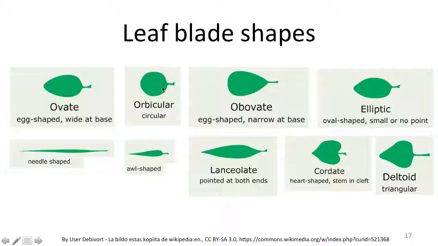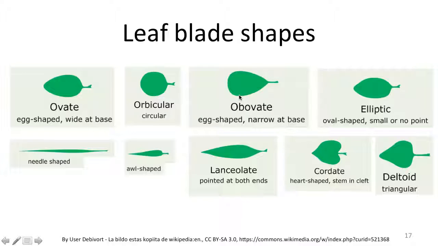Next, we can look at an orbicular leaf. Orb means spherical, so this isn't truly spherical, but it's at least a round leaf. That's fairly straightforward. Next, let's look at an obovate leaf, and let's contrast that with the ovate leaf.